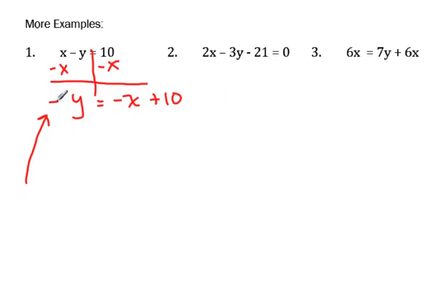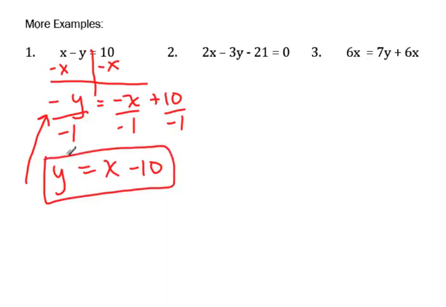So how do you get rid of a negative? You can divide by negative 1. So divide everything by negative 1. Everything you got. So you're left with y equals positive x minus 10. And so that's going to be the answer for number 1 there. All right, let's try number 2.